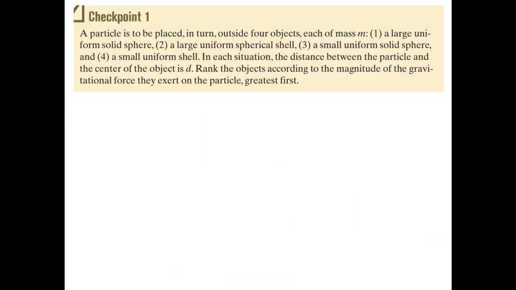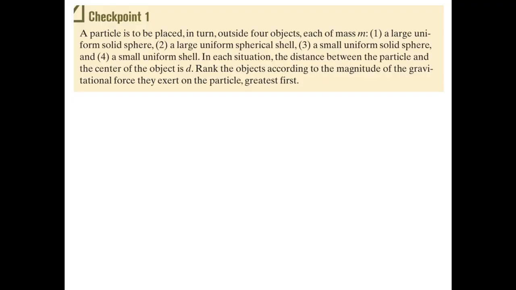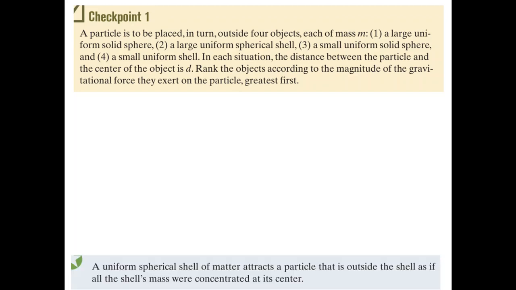A particle is placed in turn near four objects, each of mass M: a large uniform solid sphere, a large uniform shell, a small uniform solid sphere, and a small uniform shell. In each situation, the distance between the particle and the center of the object is d. Rank the objects according to the magnitude of the gravitational force they exert on the particle, greatest force first. A uniform spherical shell of matter attracts a particle that is outside the shell as if all the shell's mass were concentrated at its center.